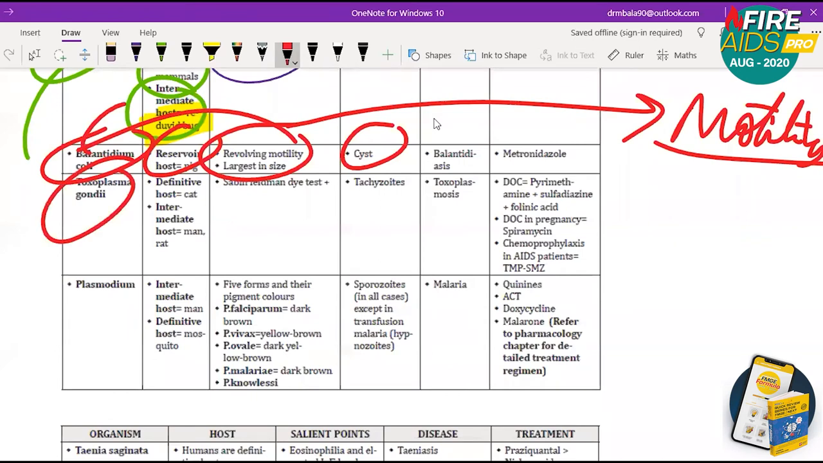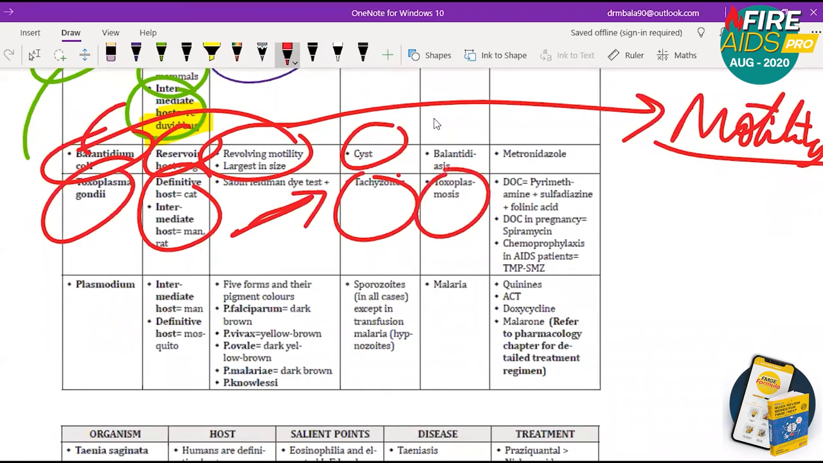Next is Toxoplasma gondii. Definitive host is going to be cat and intermediate host is going to be man and rat. Tachyzoite is the infective form. Sabin-Feldman dye test will be positive. Okay, that's it about Toxoplasma gondii. It is going to cause something called toxoplasmosis. I said in AIDS patients, toxoplasmosis is very important.